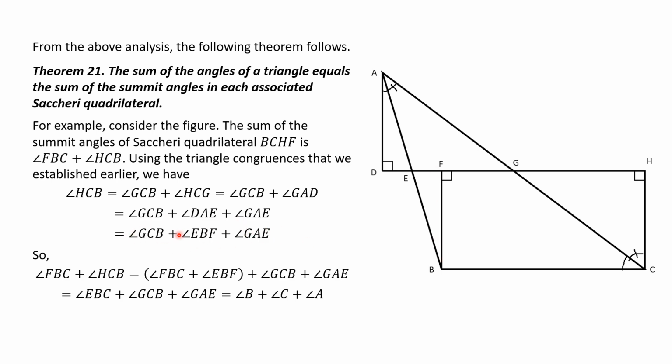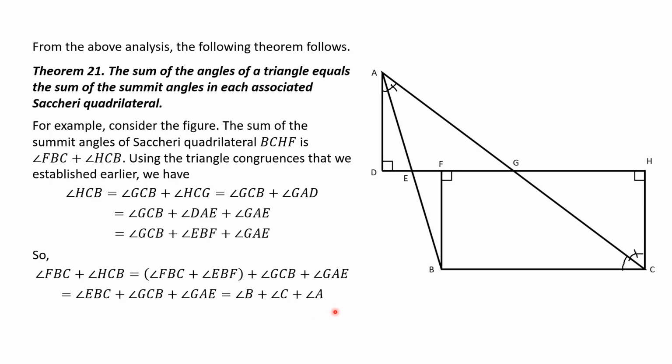Now let's add up the two summit angles, FBC and HCB. And we'll plug in this result that we got for HCB in here. And then we'll associate this EBF with FBC. So FBC and EBF, put those two together, and then we'll just carry over the GCB and the GAE.